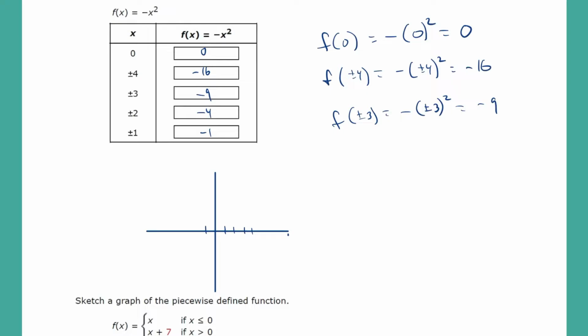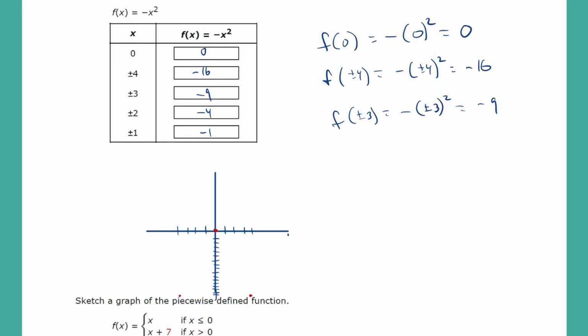1, 2, 3, 4. 1, 2, 3, 4. This is going to go all the way down to negative 16. So 1, 2, 3, 4, 5, 6, 7, 8, 9, 10, 11, 12, 13, 14, 15, 16. So 0, 0 is one ordered pair. The next one would be plus or minus 4, comma, negative 16. So positive 4, negative 16. Negative 4, negative 16. Then the next one would be plus minus 3, comma, negative 9. So positive 3, negative 9.